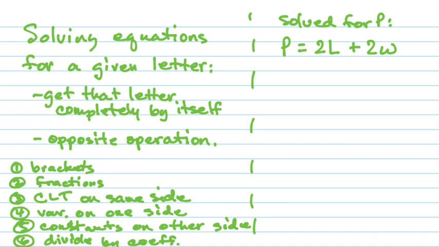Why do I consider this to be solved for P? Because P is by itself on one side. There you go, exactly. Because the P is completely by itself on one side. But what they're going to do is give you something like this, and then tell you, for example, to solve it for L. Now, here's where the other directions come into play.